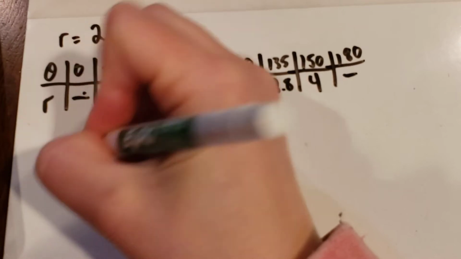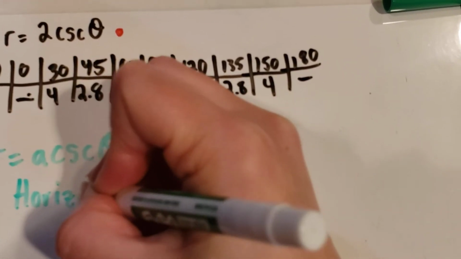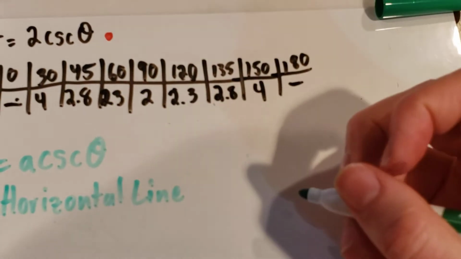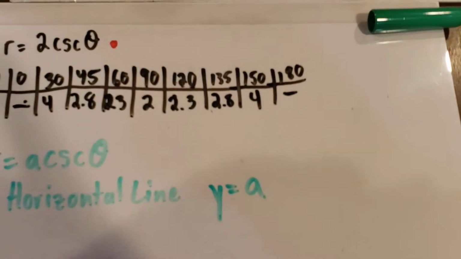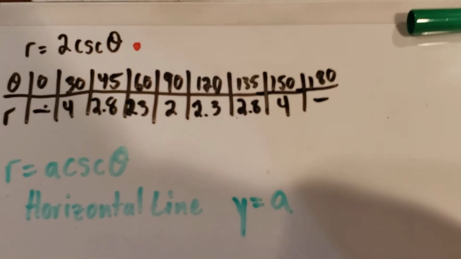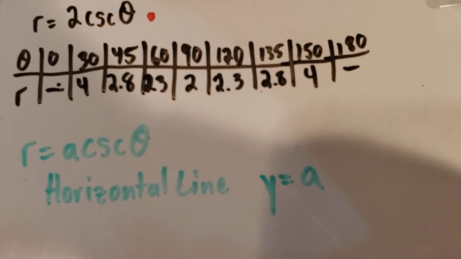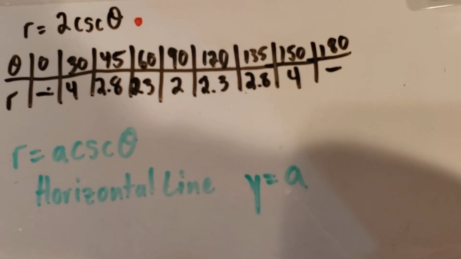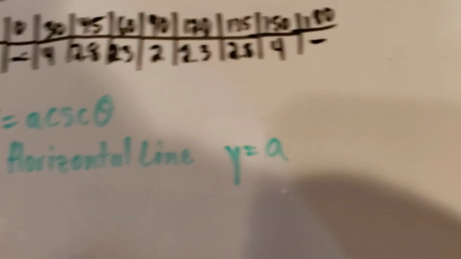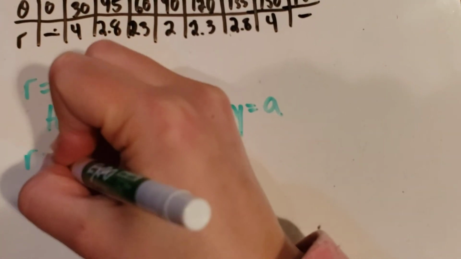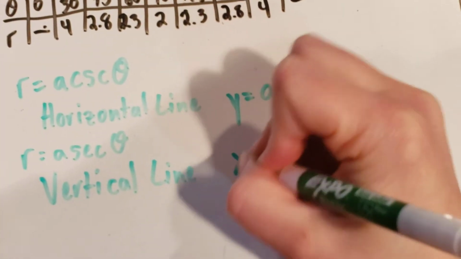So, in general, if you have r equals a cosecant of theta, you're going to have a horizontal line that, if you write as a rectangular equation, would be y equals a. Now, you are responsible for seeing the polar equation and knowing what shape it's going to be and being able to describe the characteristics about it. So if you see r equals a cosecant of theta, you know it's a horizontal line and it's got a rectangular equation y equals a. Just for a review, if you saw r equals a secant of theta, you know you have a vertical line whose equation would be x equals a.